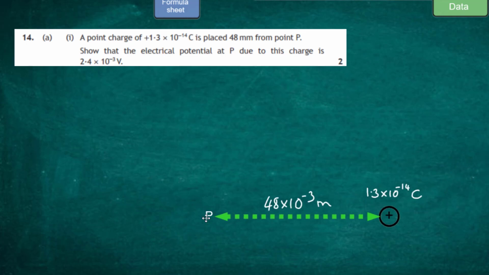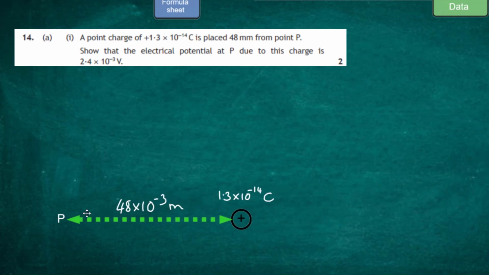Well, here we have the situation. We have the charge 1.3 times 10 to minus 14 coulombs, and we have point P, which is 48 times 10 to minus 3 meters away. That's when we change 48 millimeters into meters. So what is the formula for the potential at the point P?